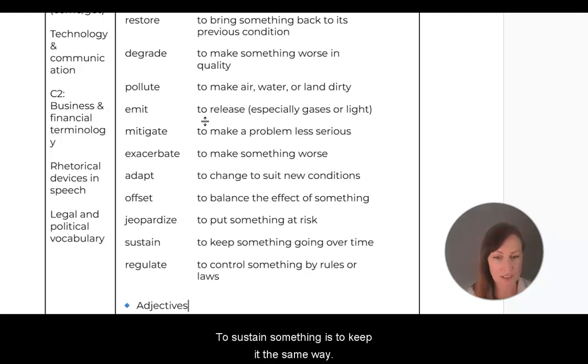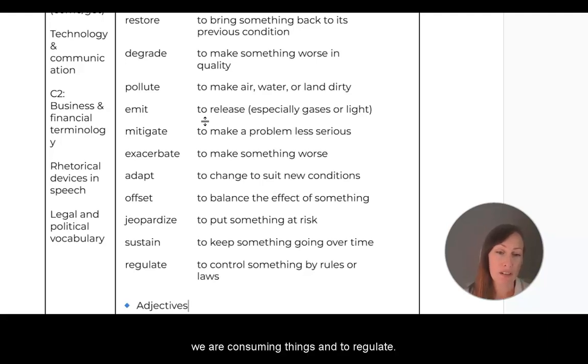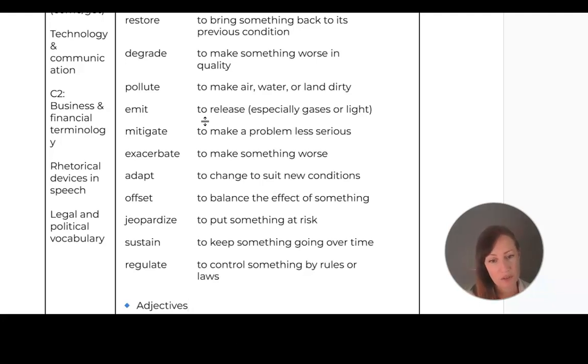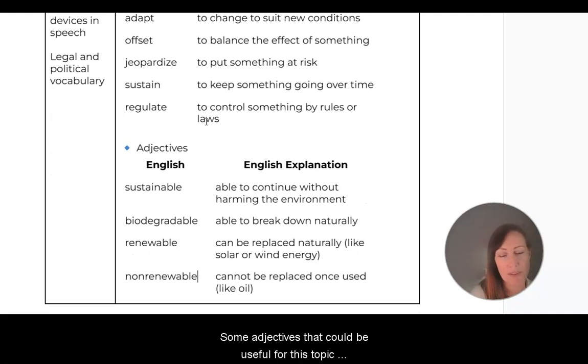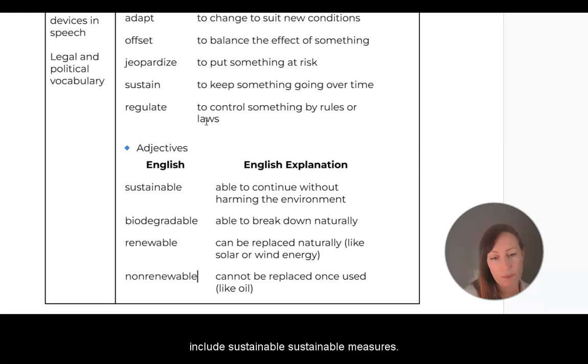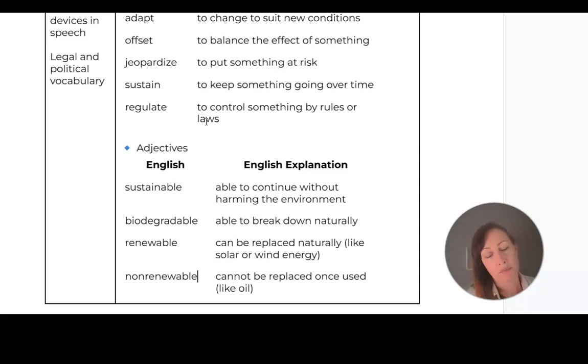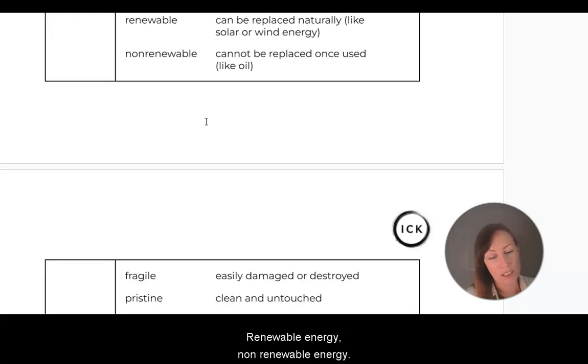To sustain something is to keep it the same way. We need to be more sustainable in the way that we are consuming things, and to regulate. So the government is in charge of regulating the environmental issues, like plastic bags, for example. Some adjectives that could be useful for this topic include sustainable, sustainable measures, biodegradable, using products that are biodegradable, renewable energy, non-renewable energy.